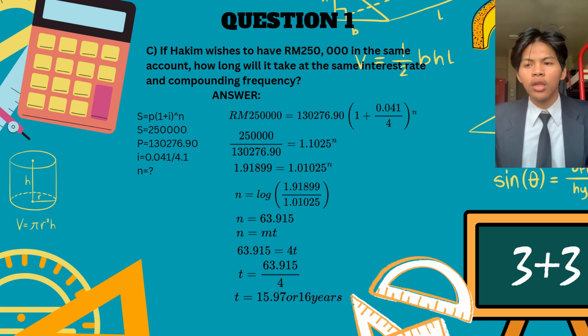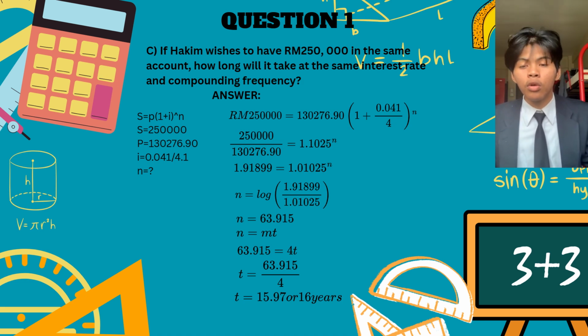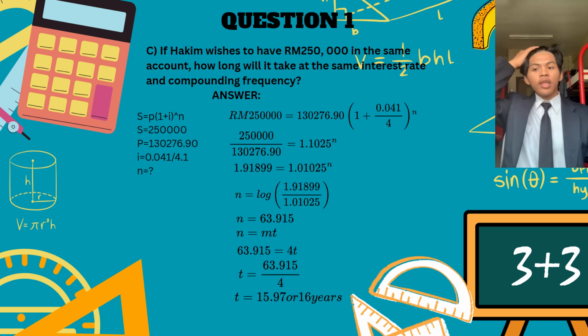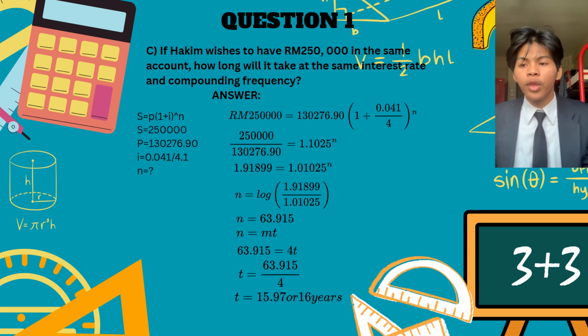After we list every single value from the question, now we need to put all the values into the formula. So it will be 215,000 equal to 130,276.90 bracket 1 plus 0.041 divided by 4 bracket power by N. After that we need to divide both sides by 130,276.90.